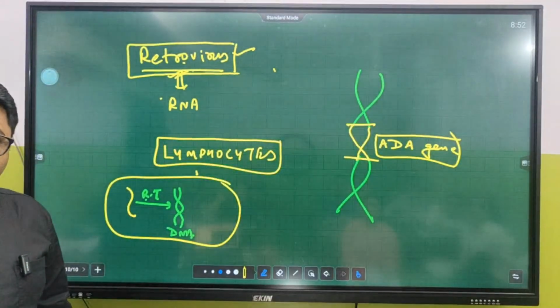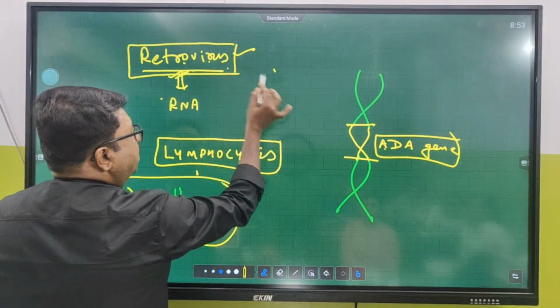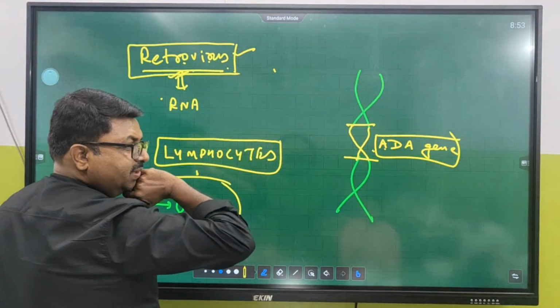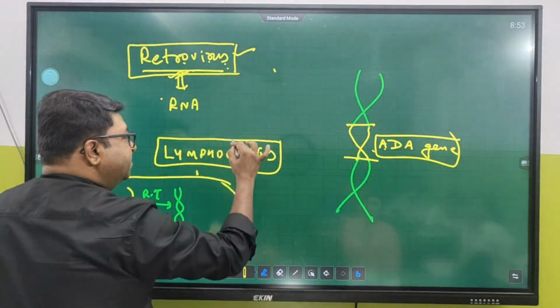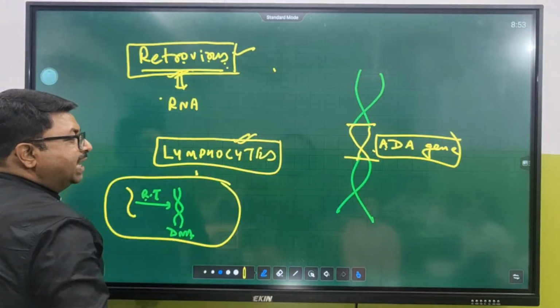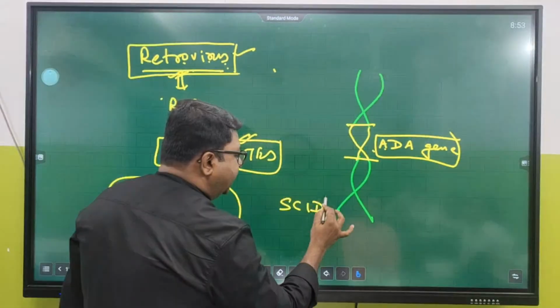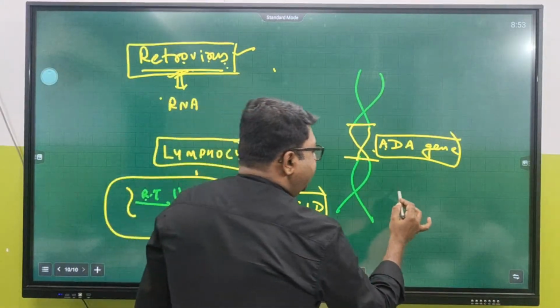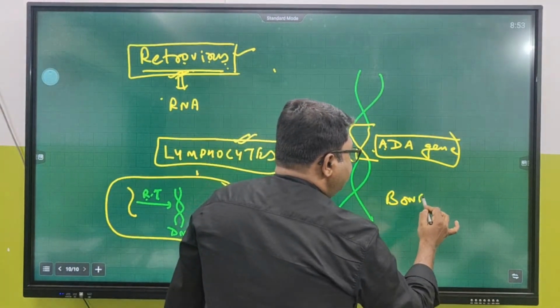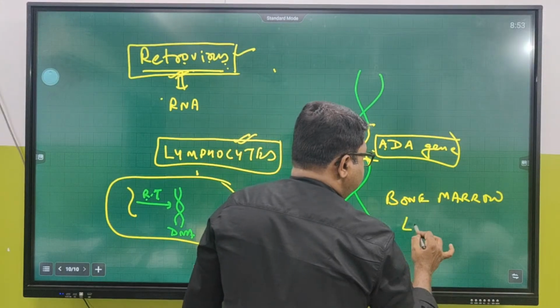Clear? The moment you introduce this ADA gene inside the retrovirus, the ADA gene will be inside the retrovirus. So when it is going to infect lymphocyte cells, now why lymphocyte cells? Because from that person who is suffering from SCID, you have taken out lymphocyte cells from the bone marrow.